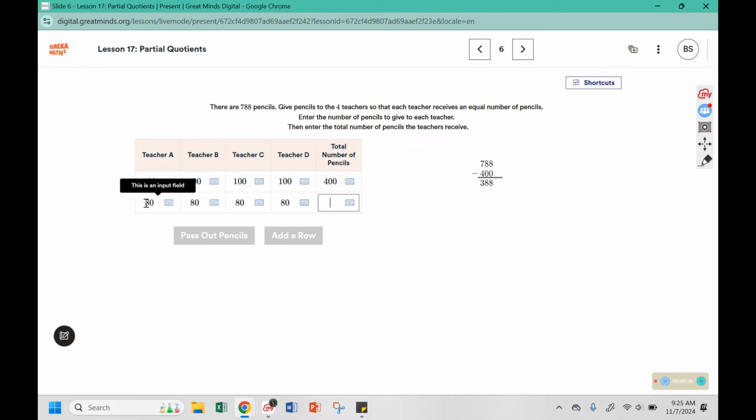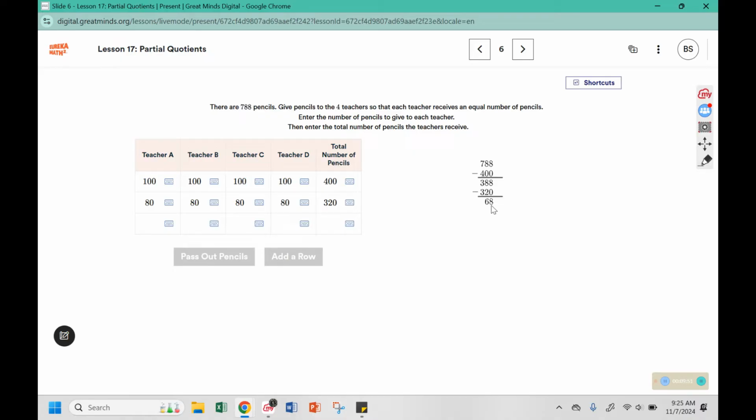Under approximating. So this would be 80, 160, 240, 320. So now I have 68 pencils left. Well, 60 split into 4 parts is about 15.